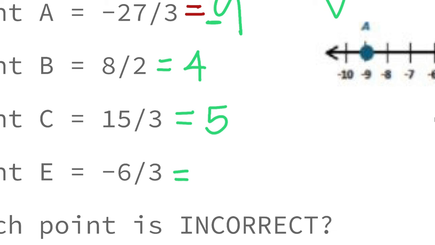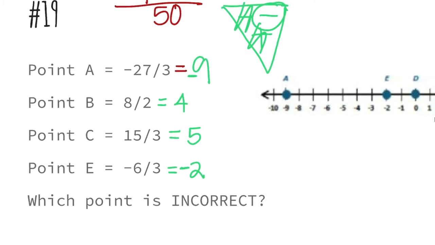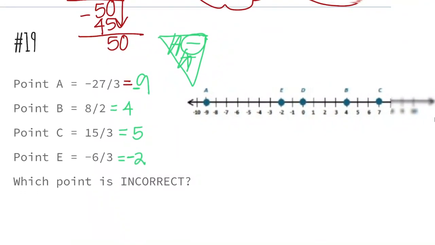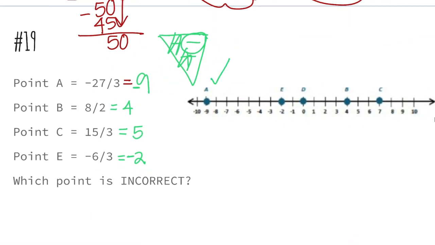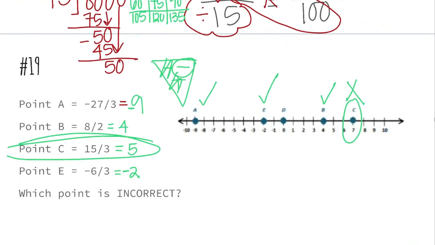This one, divide like normal. 6 divided by 3 is 2. I've got a negative and I've got a positive, so my answer's got to be negative. Use that Dorito guy. So point A should be at negative 9. Check. Point B should be at 4. Check. Point C should be at 5. Not check. And then point E should be at negative 2. Check. So the one that is incorrect is point C. Point C is wrong.